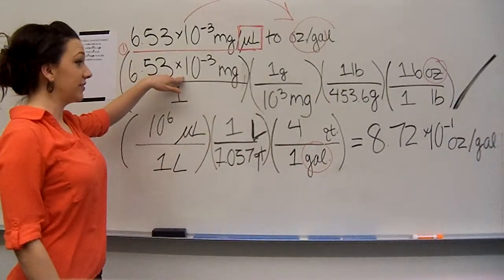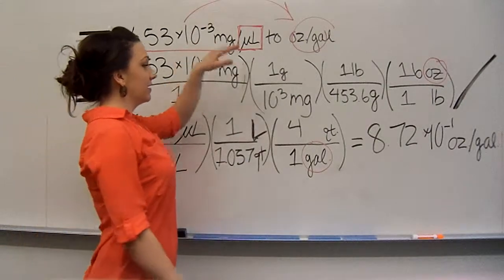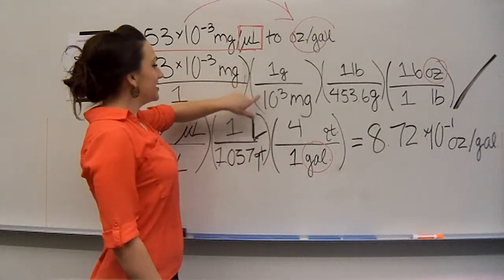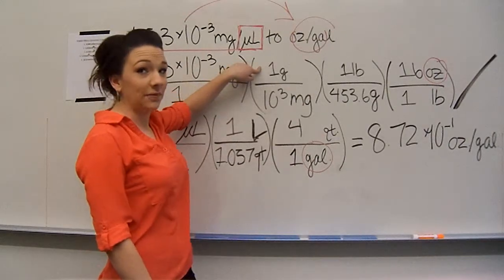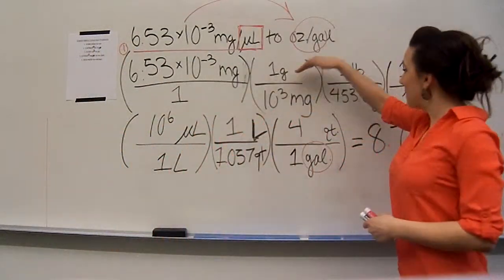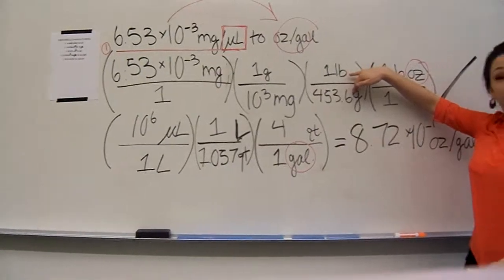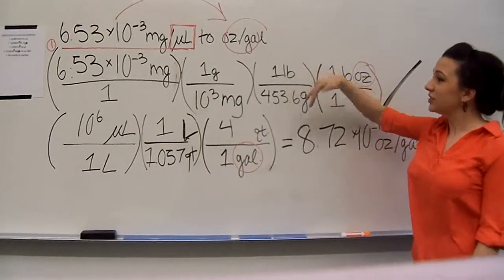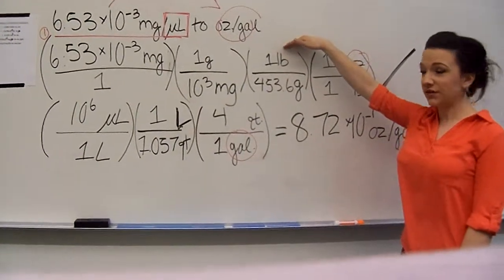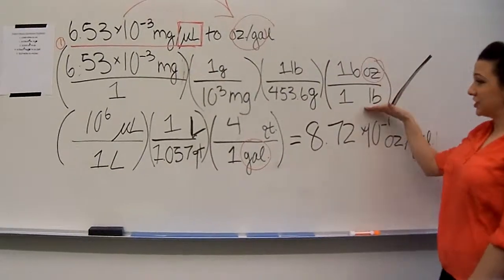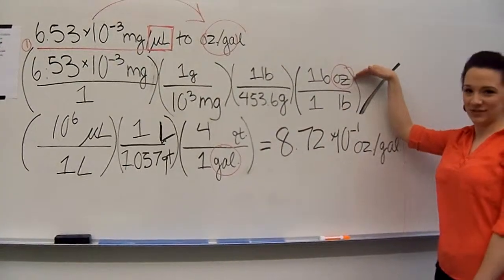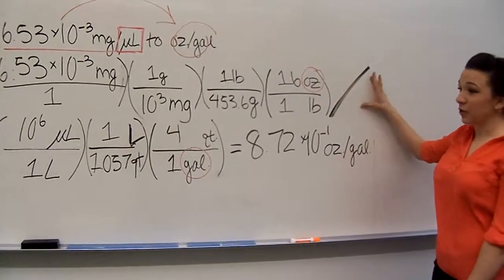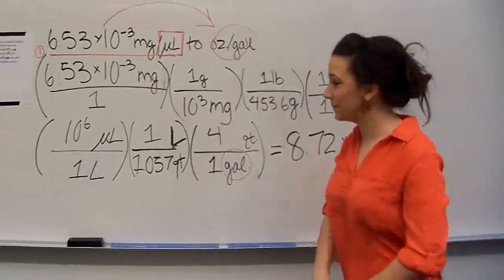6.53 times 10 to the third milligrams matches 10 to the third milligrams, which is equivalent to 1 gram. 1 gram matches 453.6 grams, which is equivalent to 1 pound. 1 pound matches 1 pound. 1 pound is equivalent to 16 ounces. The first portion was done properly.